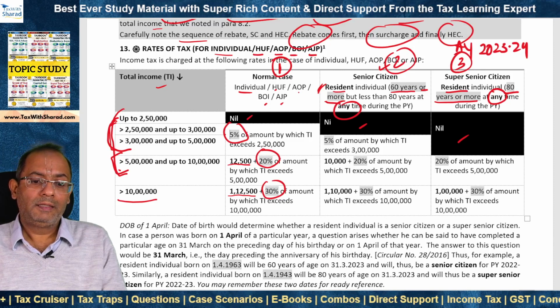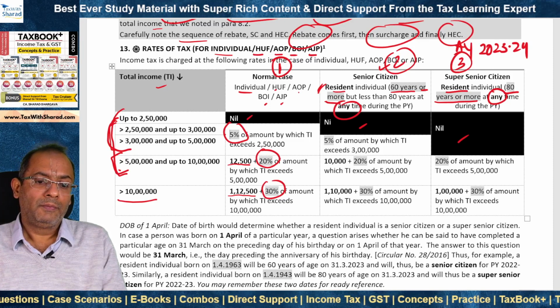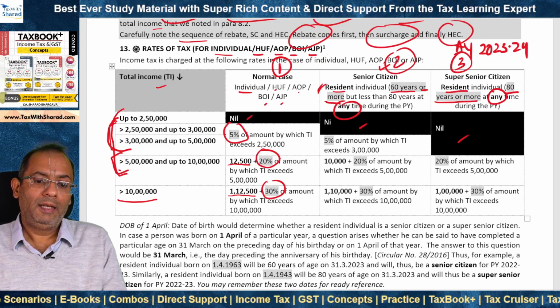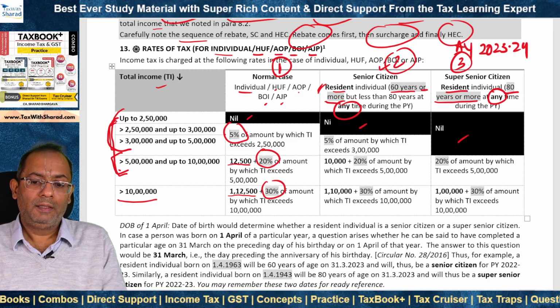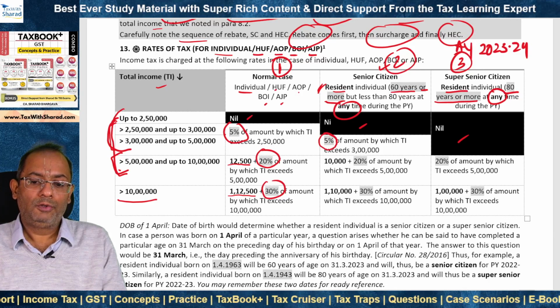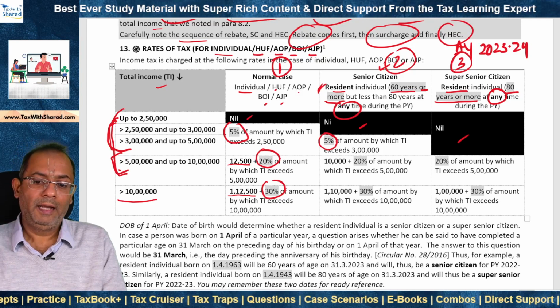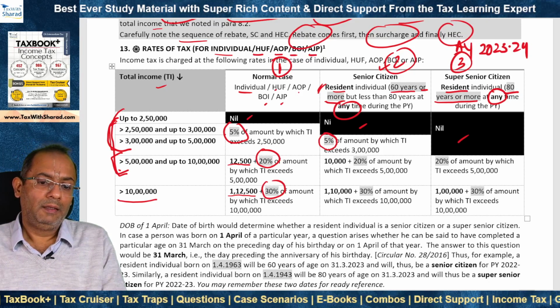For a senior citizen, the basic exemption limit is 3 lakhs, so no tax up to this total income. Where the total income is more than 3 lakh and up to 5 lakh, then the tax is 5% of the amount by which total income exceeds 3 lakh. So total income minus 3 lakh, 5% of that becomes the amount of tax.